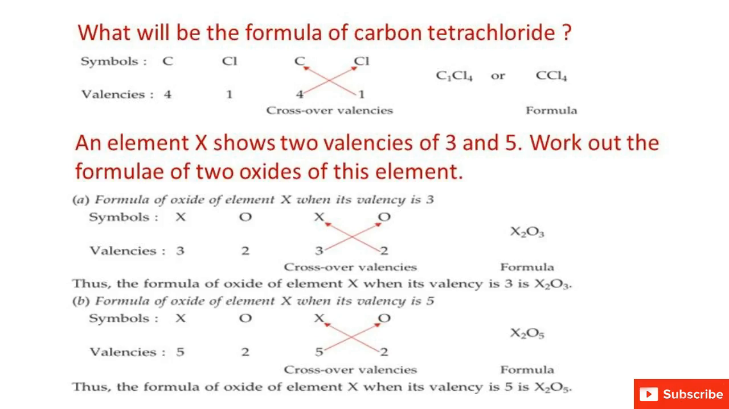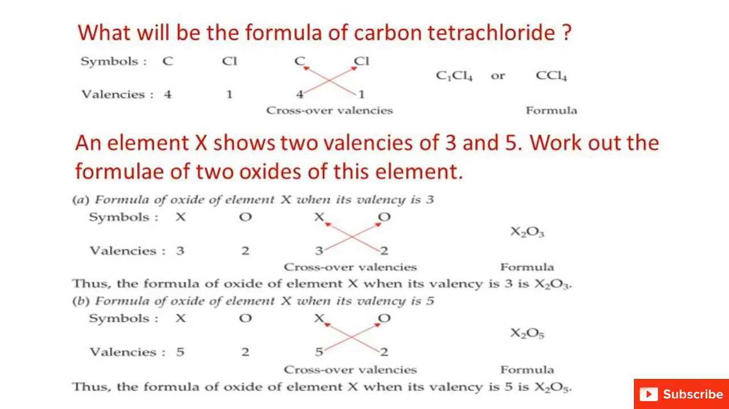Next example, write the formula of carbon tetrachloride. So as we know, the symbol of carbon is C and the symbol of chlorine is Cl. Now below the symbol we will write the valency. So the valency of carbon is 4 and the valency of chlorine is 1. So now we will cross over the valency to obtain the formula. So the formula becomes CCl4.